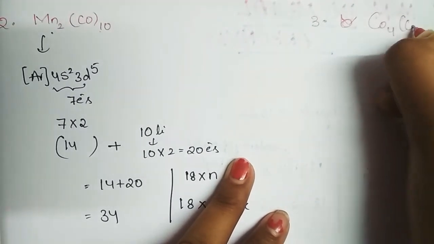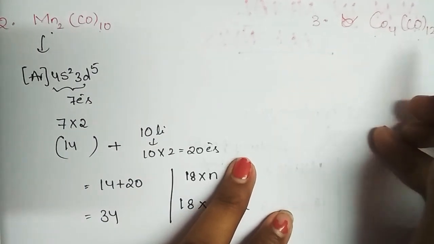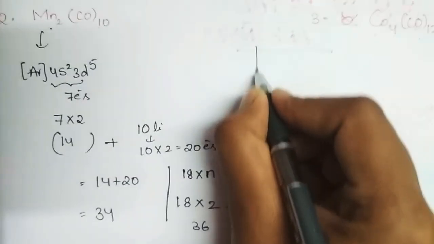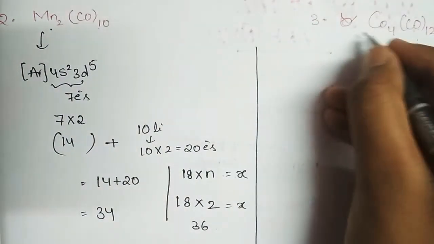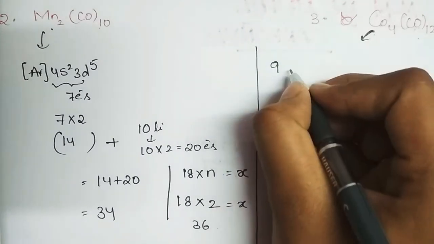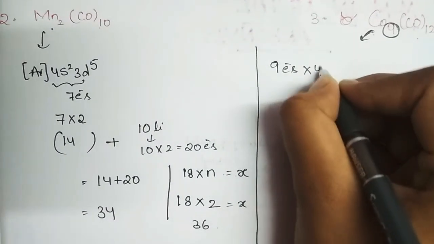Co4(CO)12. It is cobalt carbonyl. I am writing here. So the valence electrons of cobalt we have already learned, 9 electrons, into how much? What is the valency here? 4, so 9 into 4.